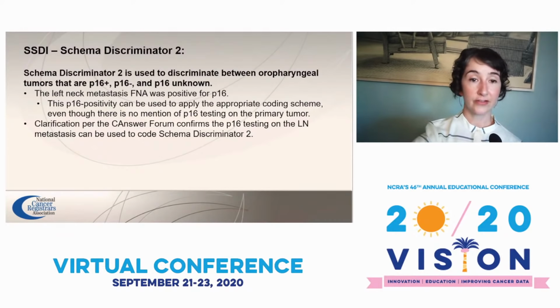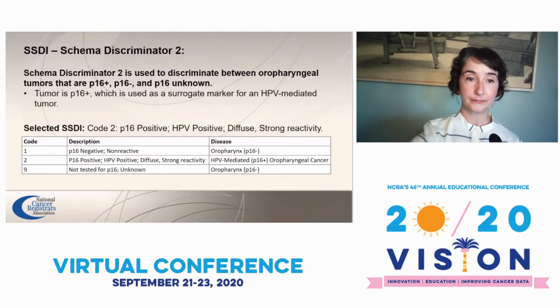There is clarification regarding P16 testing of lymph node METs in the C-Answer forum, and the issues regarding schema discriminator 2 and that C-Answer forum post are discussed in the PDF document in more detail. So in this case, we had a tumor that's P16 positive. This is used as a surrogate marker for HPV-mediated tumor and is coded as 2 for P16 positive in this SSDI.